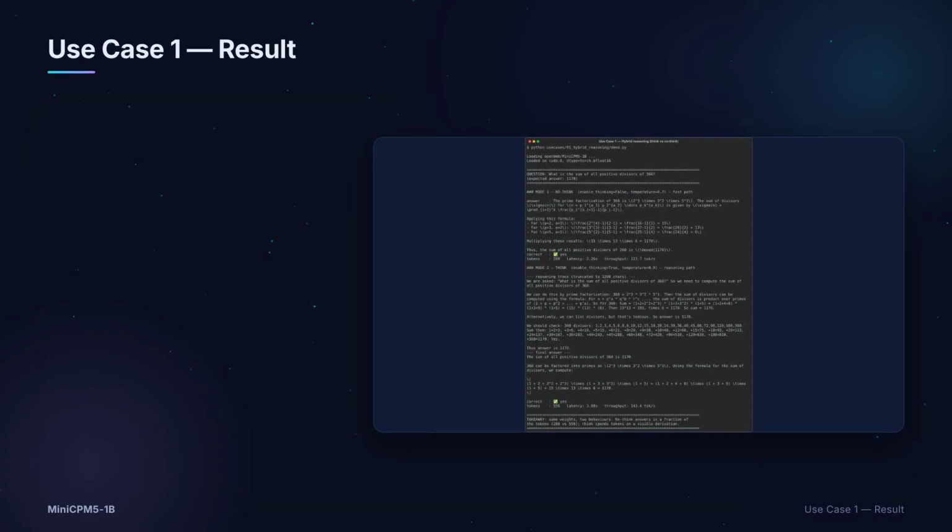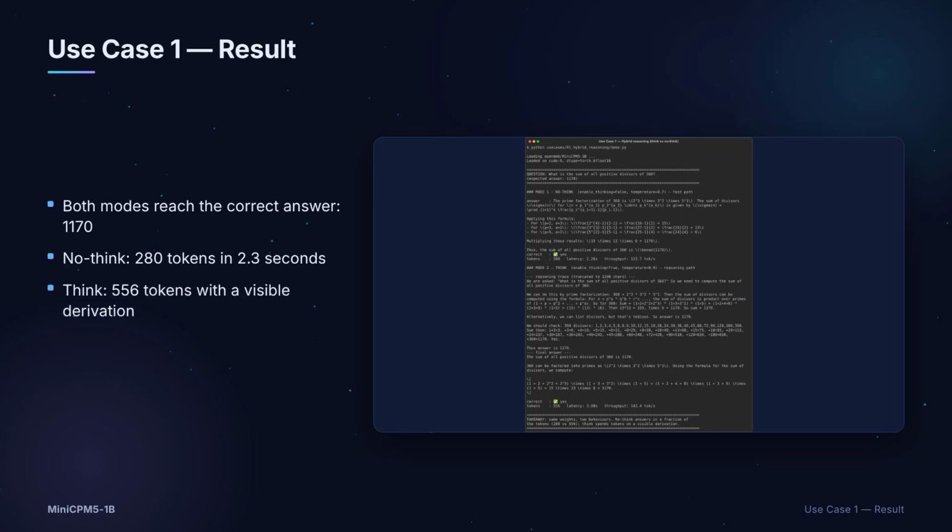And here are the real results. Both modes arrive at the correct answer, 1170. The difference is in how they get there. No think mode produces a concise solution in about 280 tokens and just over 2 seconds. Think mode spends more, around 550 tokens, but it shows a full derivation and even double-checks itself by enumerating all 24 divisors. Throughout, the little model generates at roughly 120 to 145 tokens per second on the 4090. This is the trade-off slide made concrete with actual numbers.